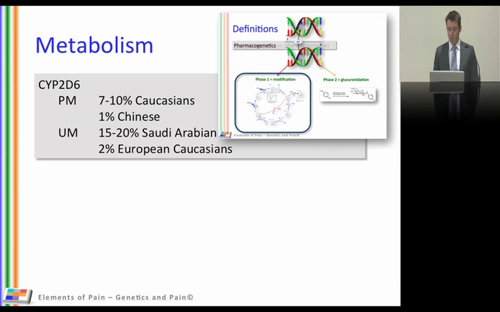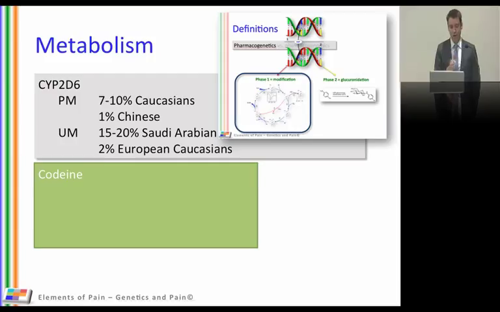And the classic one, of course, is codeine, and codeine is dependent on CYP2D6. If you have a poor metabolizer, you're not going to metabolize codeine to the active component morphine, so codeine's not going to work. And that's why it doesn't feature as part of my analgesic regime.